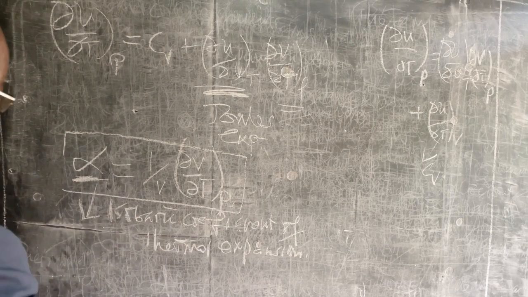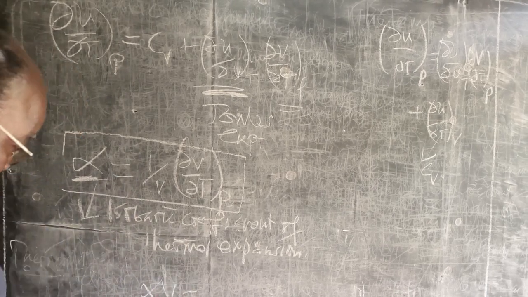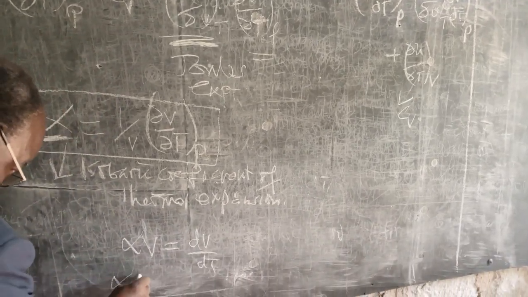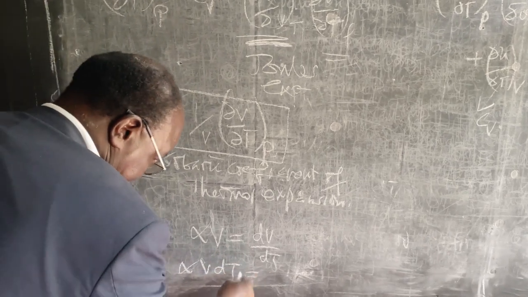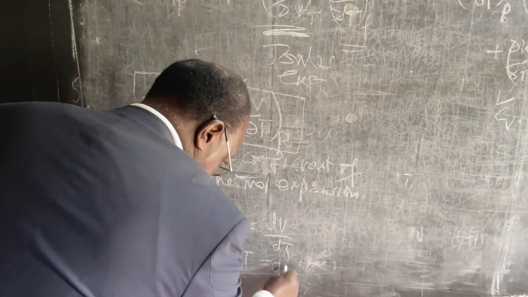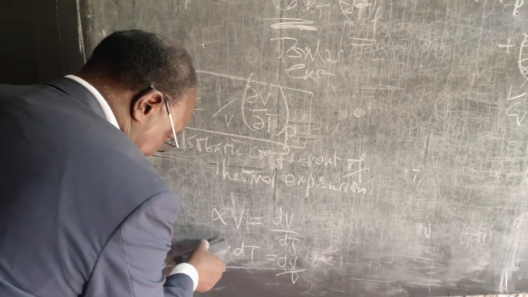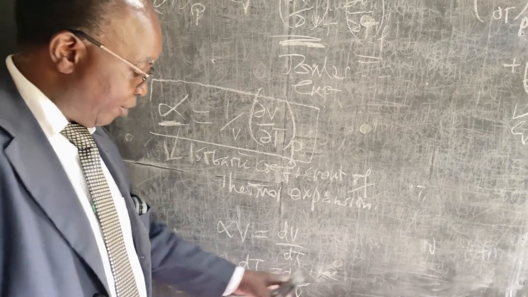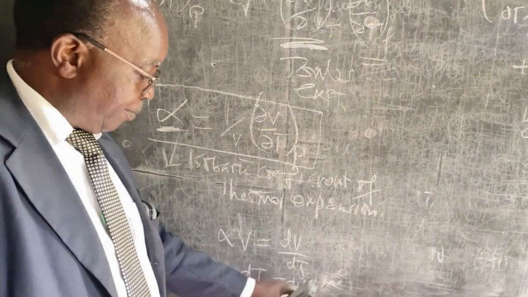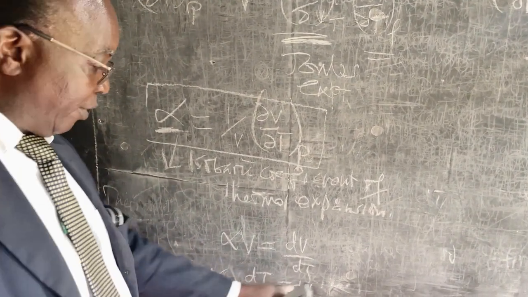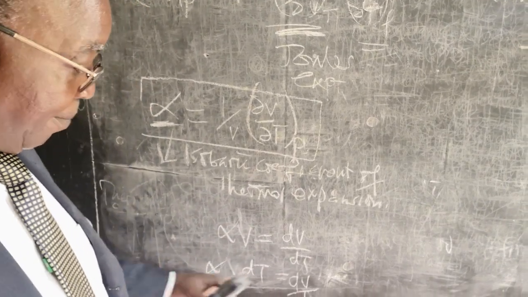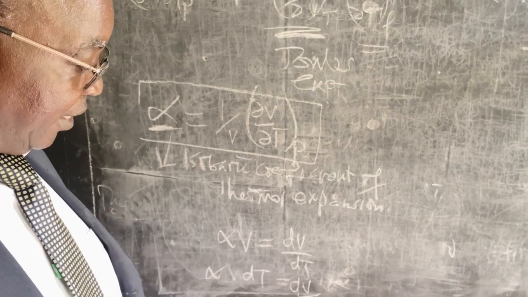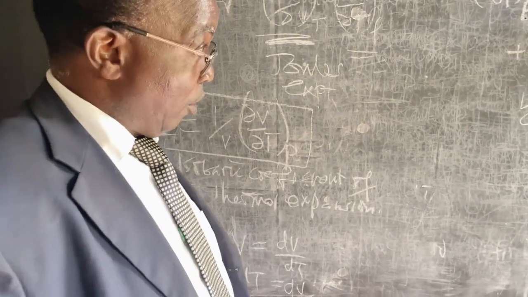For example, alpha V can be written as dV over dT. If you cross multiply, you have alpha dT equals dV over V. And of course, you can apply calculus to obtain values from this. If you integrate, you can plug in the values of volume or temperature, and using the value of alpha, you can calculate the value of volume or temperature depending on what you want to solve.